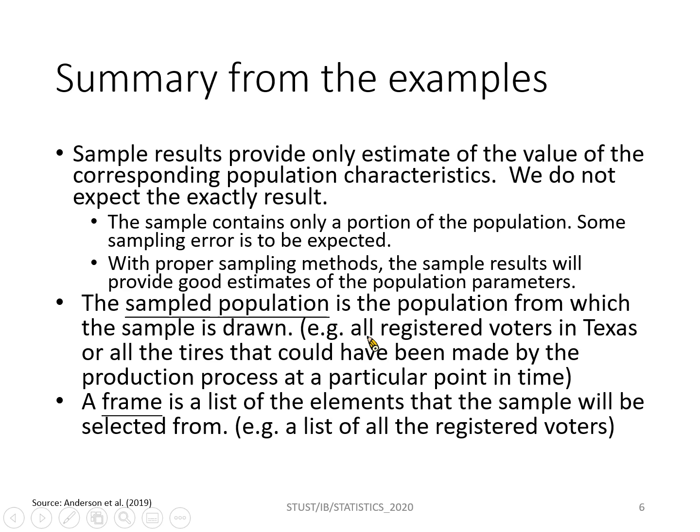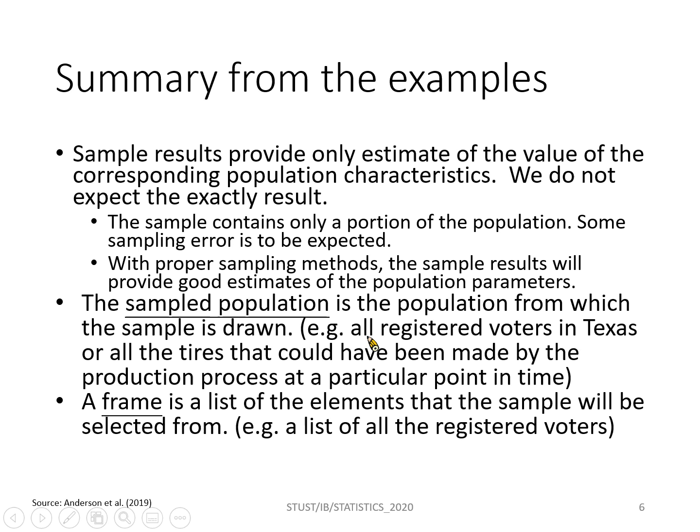A sample result provides only an estimate of the value of the corresponding population characteristic. We do not expect the exact result, because we just select some portion from our sampling, and our sample is just on behalf of some parts of our population. So the sample contains only a portion of the population, and some sampling error is to be expected. With a proper sampling method, the sample result will provide a good estimate of the population parameters.